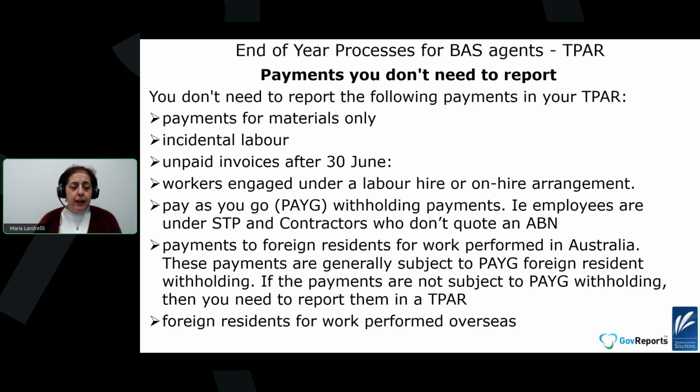Workers under a labour hire. If you're doing PAYG withholding, i.e. it's an employee under STP, or contractors who don't quote an ABN, because you do that under a different system, you can't report them under the TPAR. Payments to foreign residents, etc.